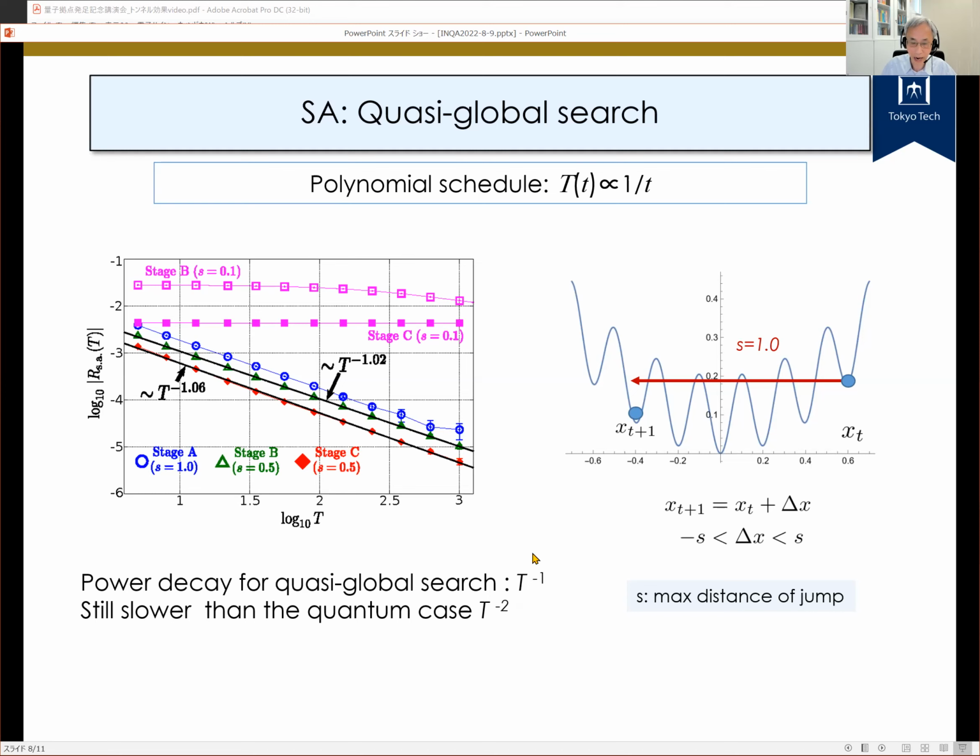But still, you see, this inverse power decay is slower than this t square inverse in the quantum case. So there is a possibility that quantum annealing is the fastest algorithm among all, including the best classical algorithms, but we couldn't prove it rigorously. This is a challenge, a very interesting problem, I believe.